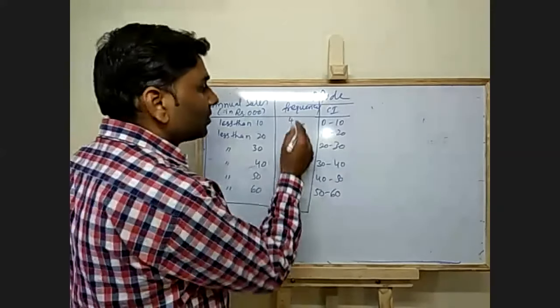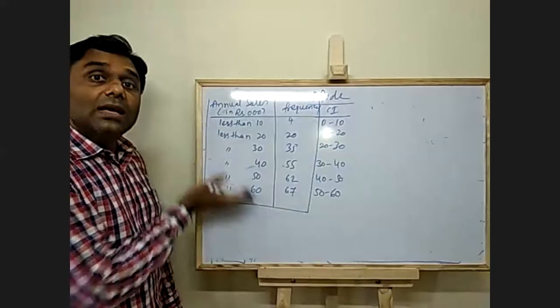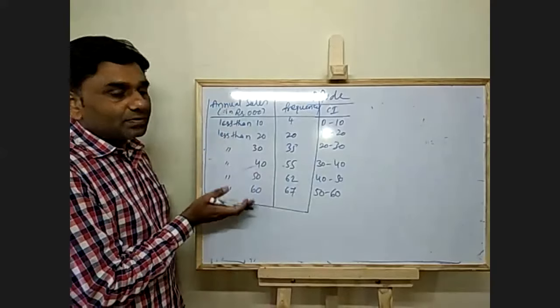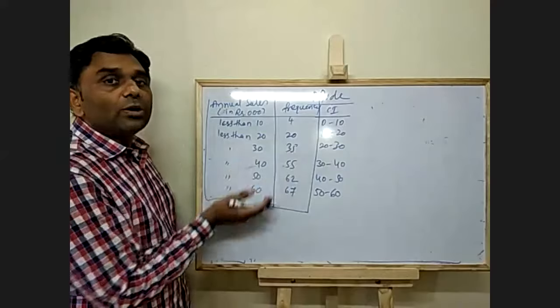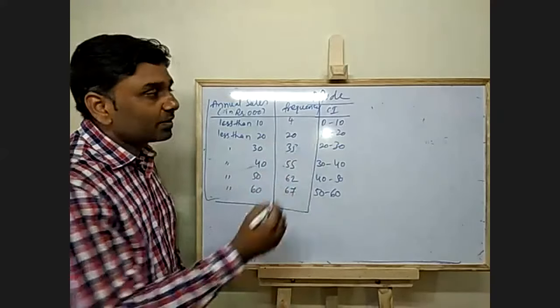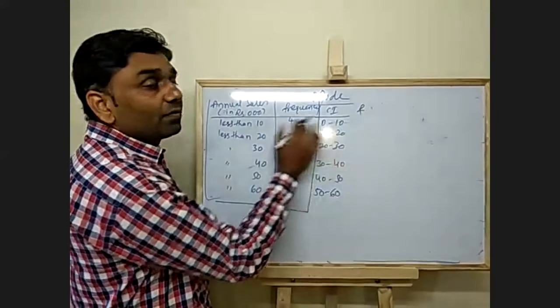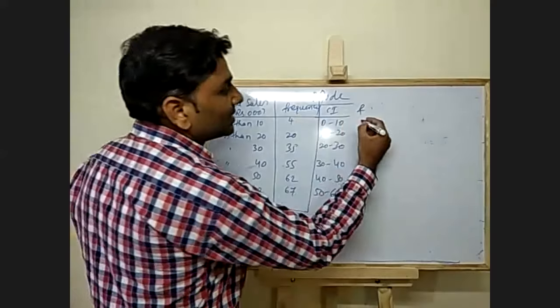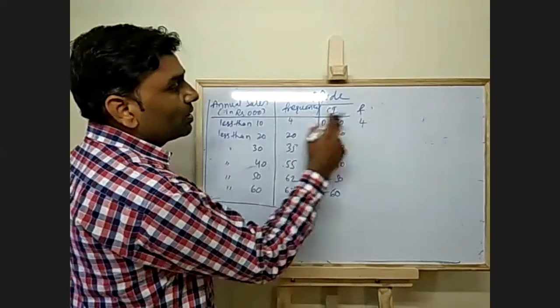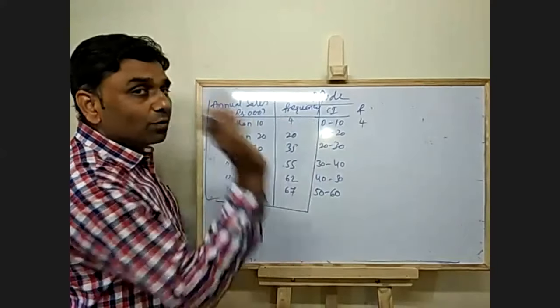Now we have to convert this frequency. It is a cumulative frequency because the data given is less than data. Less than data is given cumulative. More than data is also cumulative. So less than data, cumulative frequency, convert it into frequency. When it is less than, first as it is. 4 as it is. So less than 10, only 4 are there.